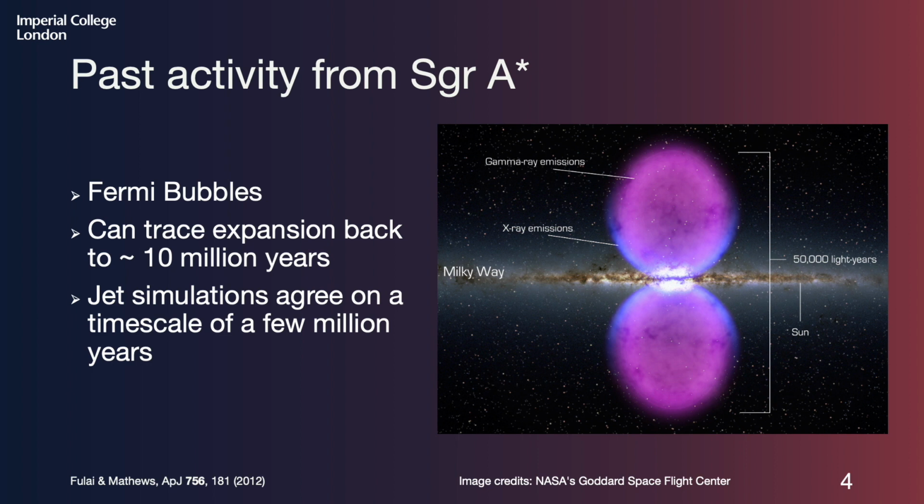These are massive bubbles of X-rays and gamma rays that extend in the direction perpendicular to the plane of the galaxy, and by tracing them back, we know that the event that generated them happened roughly 10 million years ago. We have simulations of jets of material emitted from the black hole that agree that Fermi bubbles can be formed in this way, and they agree on a timescale of a few million years. So we know that the last activity from the black hole was roughly a few million years ago.